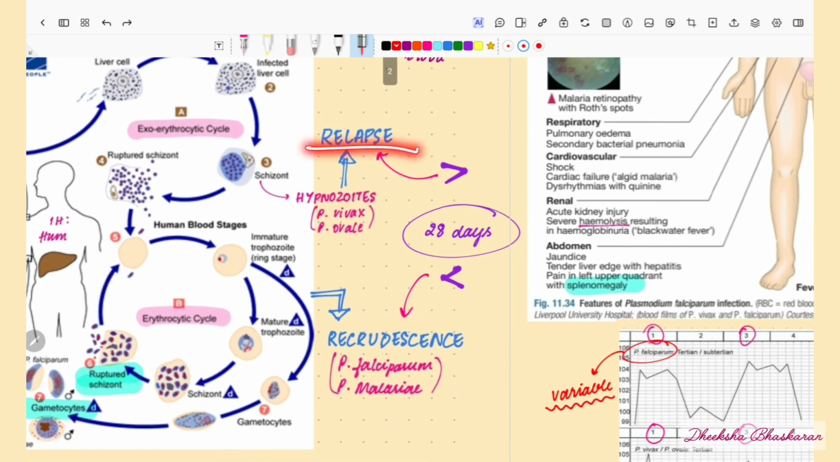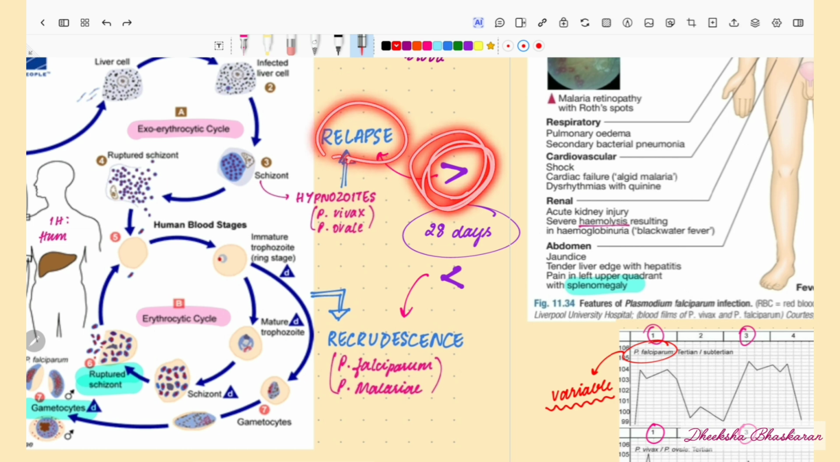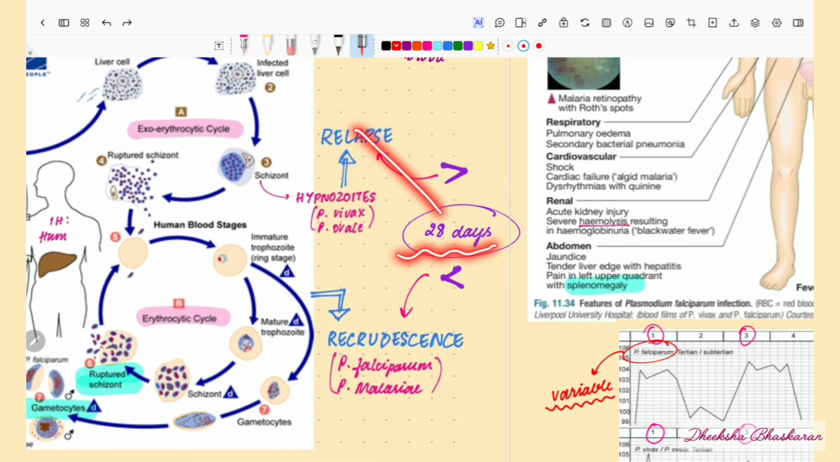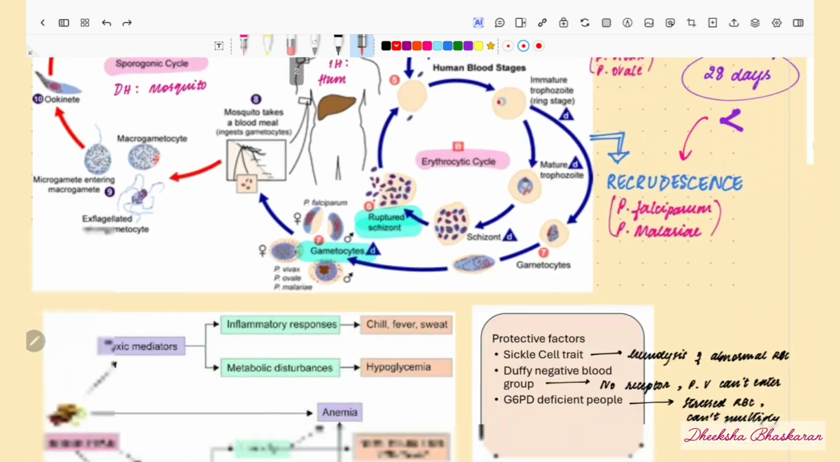How do we differentiate relapse and recrudescence? With the cutoff of 28 days. If the person develops the disease, had malaria, and then develops another episode of malaria at less than 28 days, it's called recrudescence. If he develops the disease again after more than 28 days, it's called a relapse. So this 28 days is the cutoff for relapse and recrudescence that we talk about.